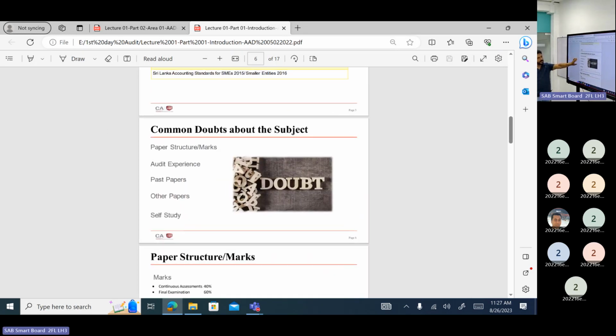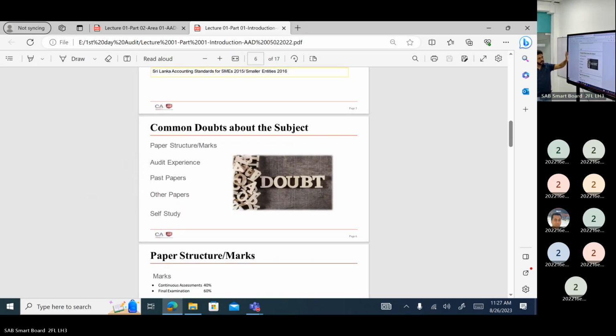And once you are having a new subject, these are the common doubts: paper structure and marks. Audit experience, I discussed. Audit experience is not a must, but it is a plus point. You can enhance your knowledge and skills. Whatever things you did, you can cross-check with the knowledge we are discussing here. If you have a contradiction, you can ask questions.